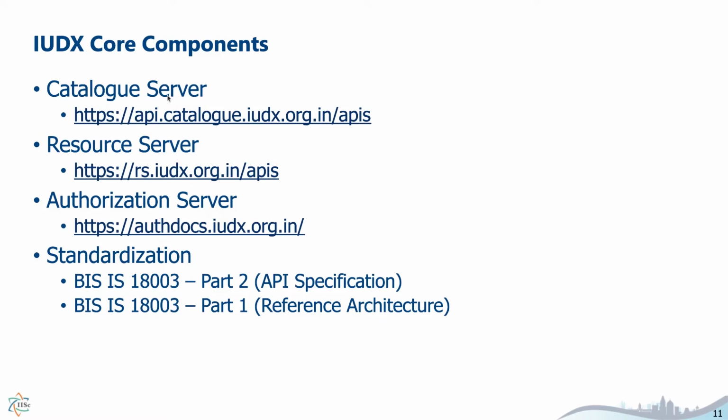We would like to mention that IUDX and BIS, the Bureau of Indian Standards, have collaborated to standardize IUDX interfaces, and these specs are available as India Standard 18003. In particular, part 2 of this standard deals with API specs, and currently a compliance spec is also being developed. Now we look into some interaction flows where we will look at how the stakeholders interact with these different IUDX services.